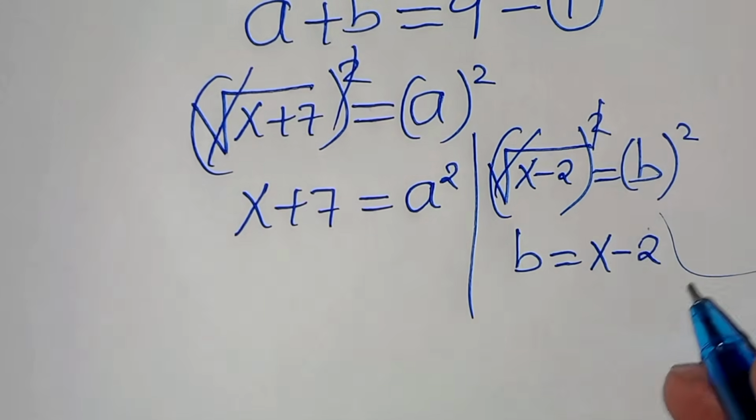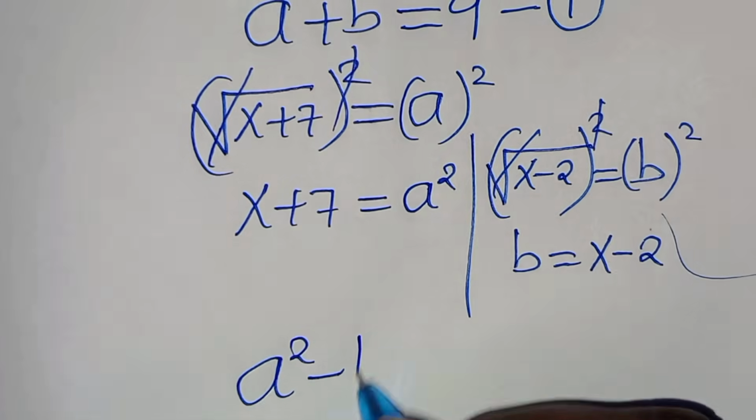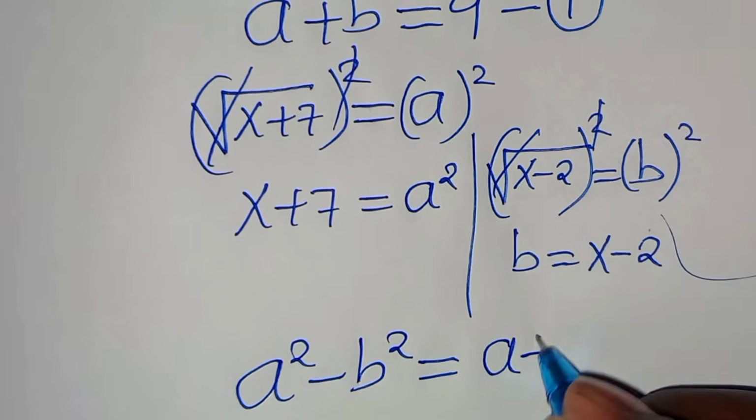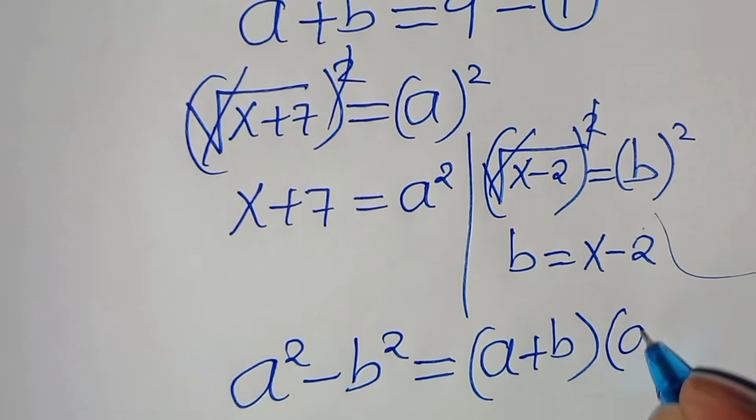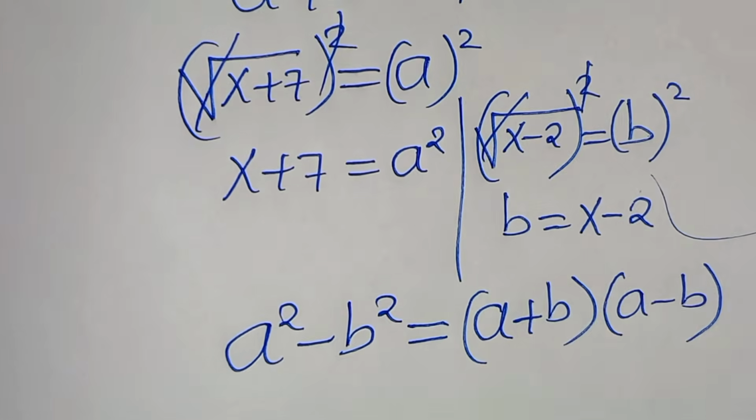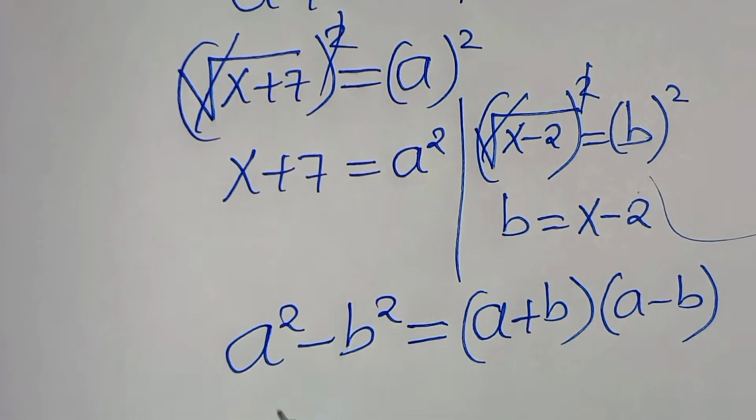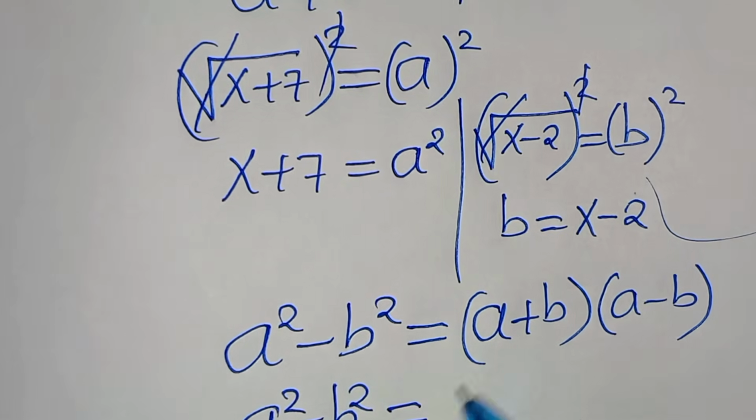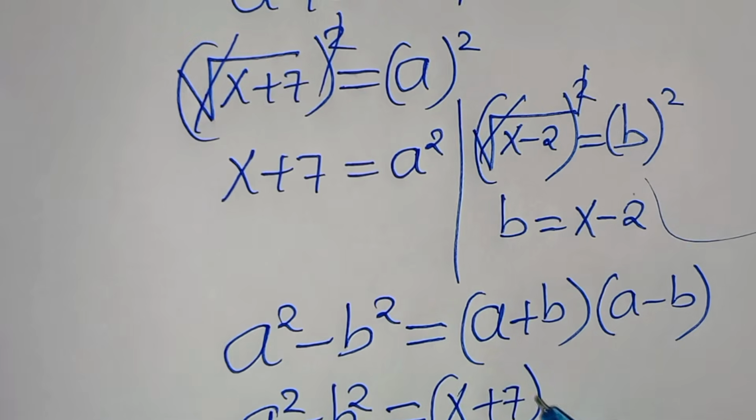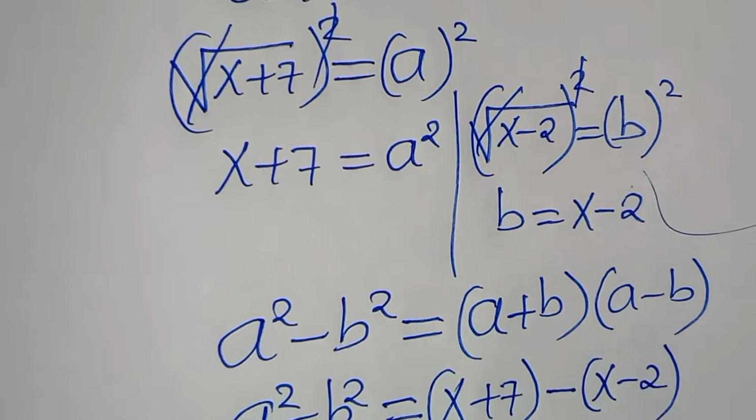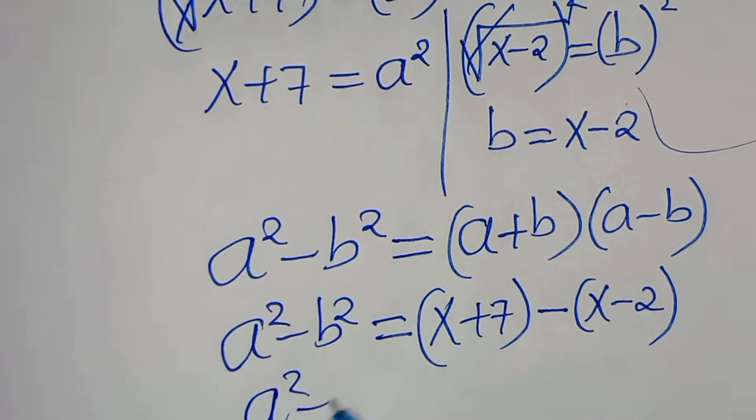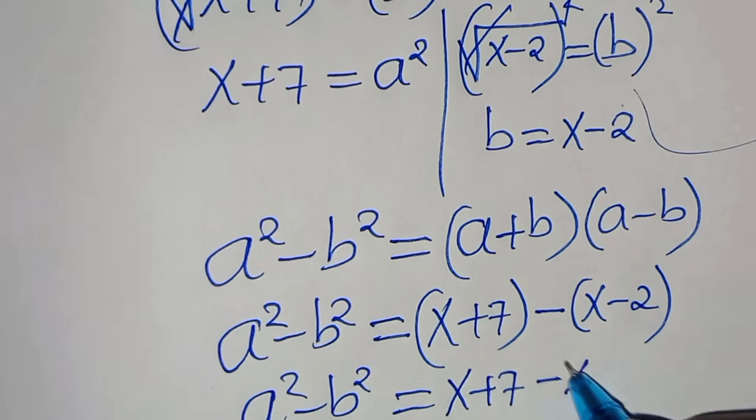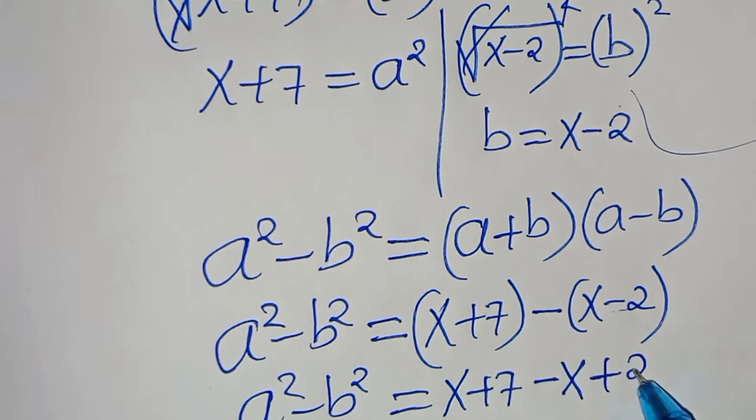Now, the next step is that we have a squared minus b squared. This is the difference of two perfect squares that we can express as a plus b multiplied by a subtract b. So a squared minus b squared is equal to x plus 7 minus x minus 2. This means that a squared minus b squared is equal to x plus 7 minus x, minus times minus 2, this is plus 2.